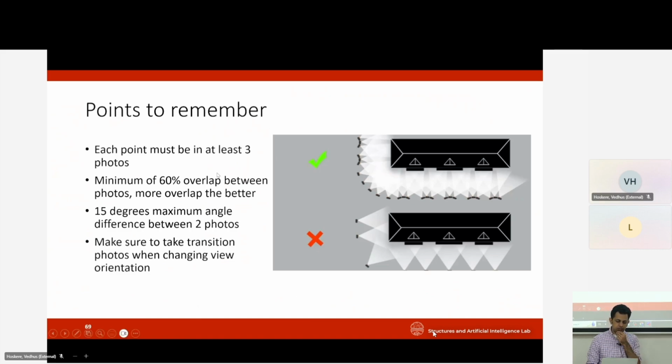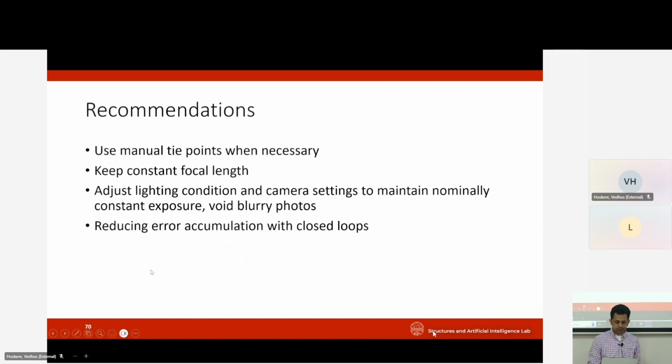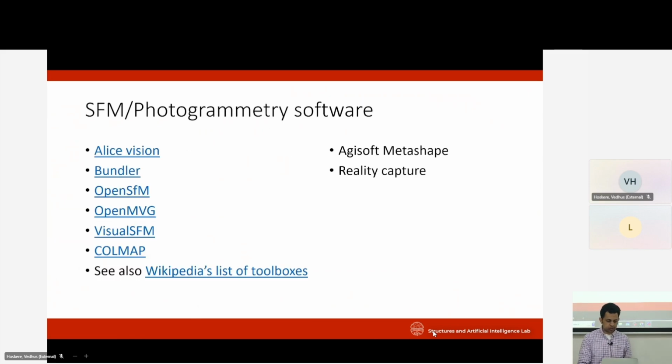Okay, some other points to remember: you want to have at least 3 photos for each point, and 60% would be the absolute minimum overlap, and then 15 degrees if you're making rotations. You want to make sure to take the transition photos, use manual tie points, keep a constant focal length, adjust lighting, and reduce error accumulation.